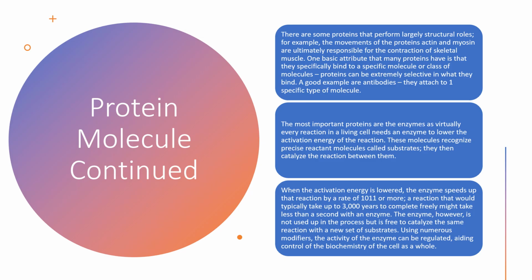There are some proteins that perform largely structural roles. For example, the movements of the proteins actin and myosin are ultimately responsible for the contraction of skeletal muscle. One basic attribute that many proteins have is that they bind specifically to a specific molecule or class of molecules. Proteins can be extremely selective in what they bind. A good example is antibodies. They attach to one specific type of molecule.